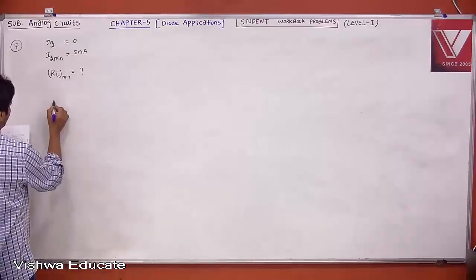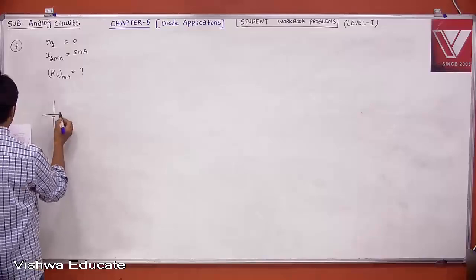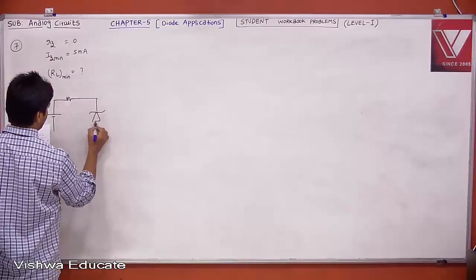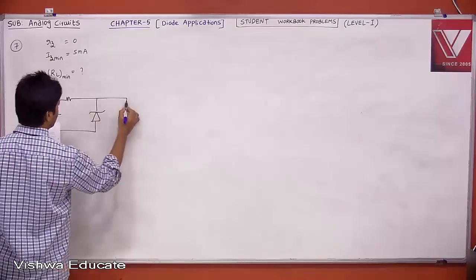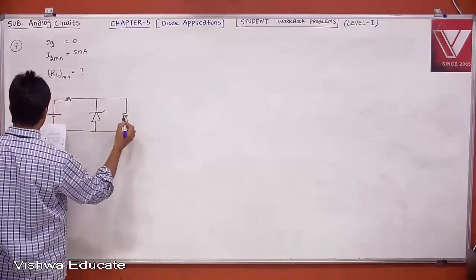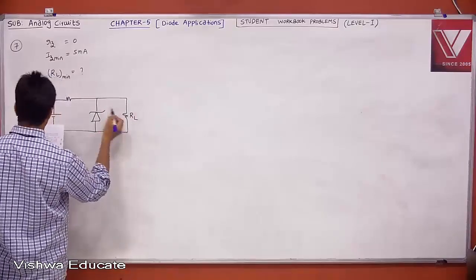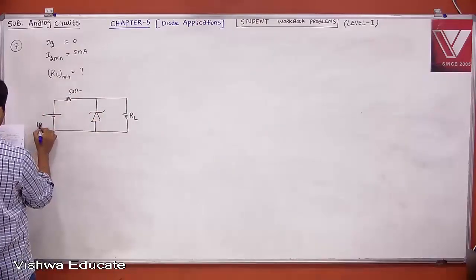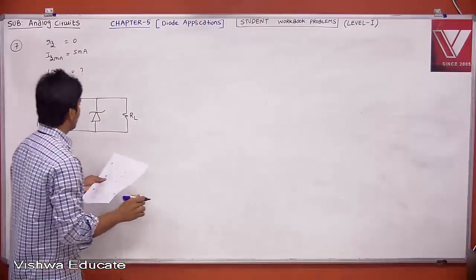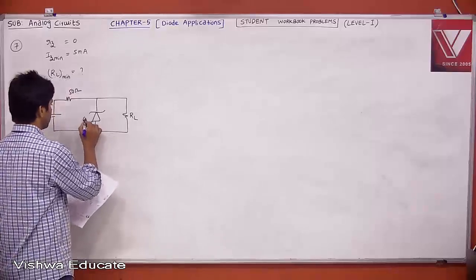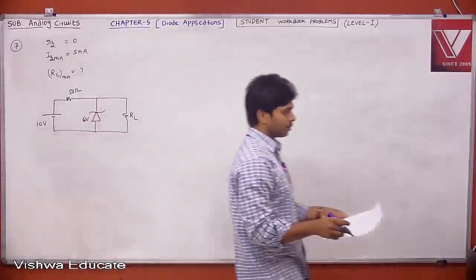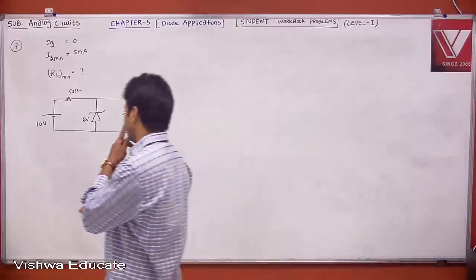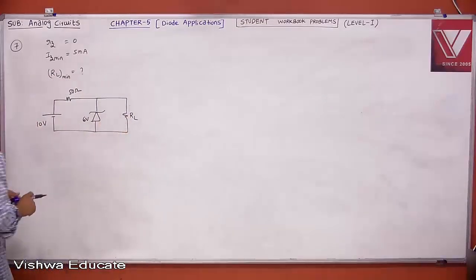I think we solved a similar problem. It is the same procedure. But in the problem statement, this is R, but let me call this RL. This is my load. And this is 50 ohm source resistance and 10 volts. And this has a 6 volt Zener. This is straightforward. We can solve it, right? Now, if you observe clearly, this is your output voltage.